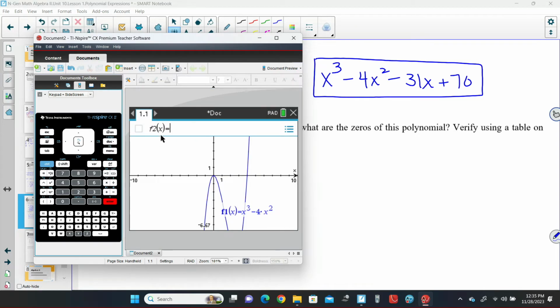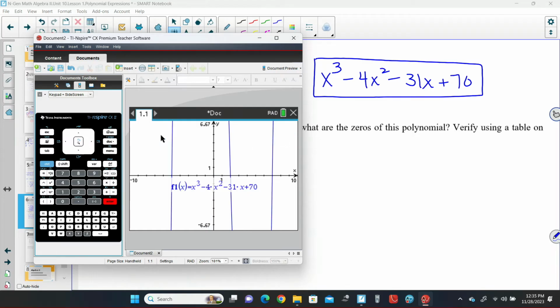Okay, maybe I have to slow down. Go up 1, minus 31x. I know you all love it when my calculator goes rogue on me. I don't love it. Okay, I think that's right. I'm gonna hit enter.